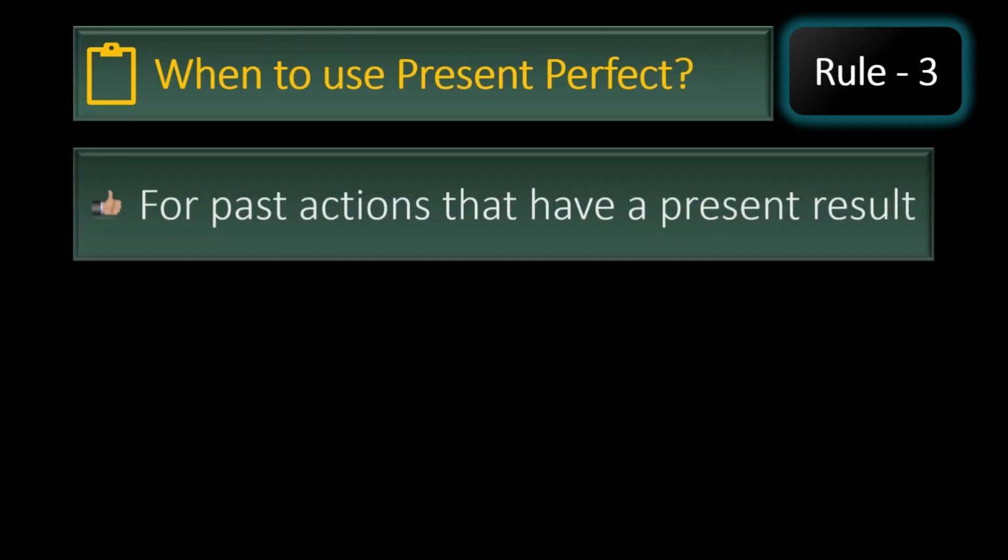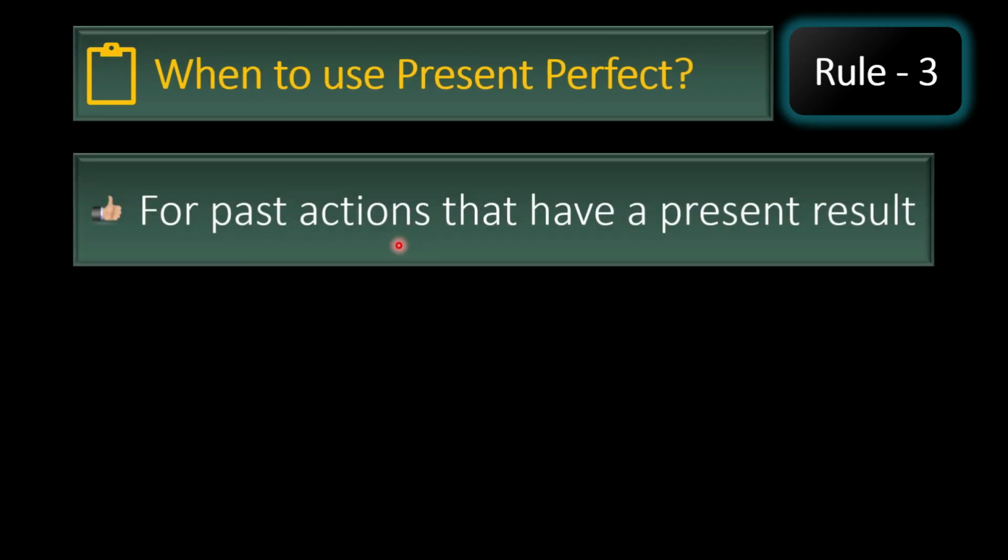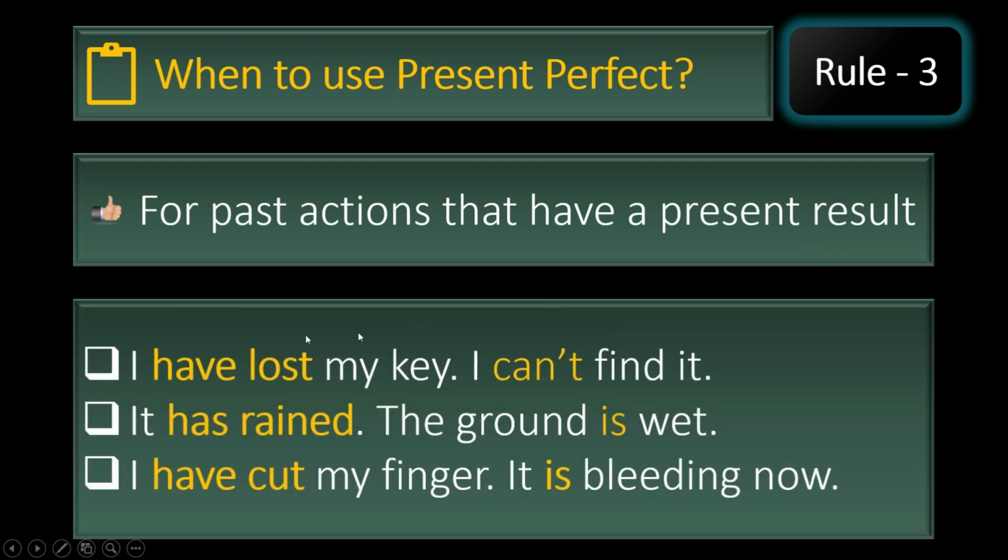Rule 3. We use present perfect tense when we talk about past actions that have a present result. Remember this. Action happened in the past and its result is felt now. We can still feel the result of the past actions. For example, I have lost my key. Because I have not mentioned any time here, I use present perfect tense. I have lost my key. And how can the result of this past action be felt in present time? Look at this. I can't find it.